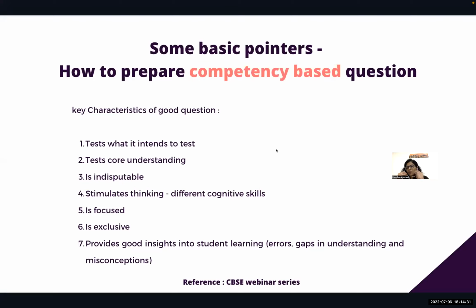So make sure that whatever questions you give also give you good insights into what your students have understood and what your students are still on the way to understand. That is very, very important, the gap, the error which is there, right?